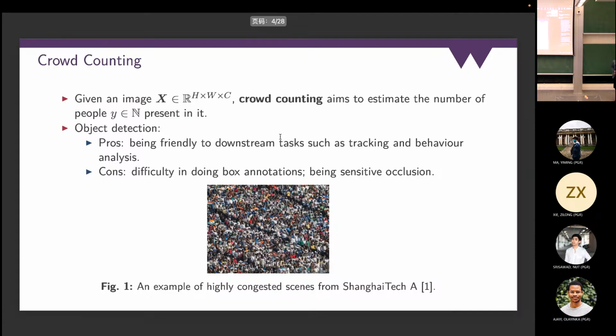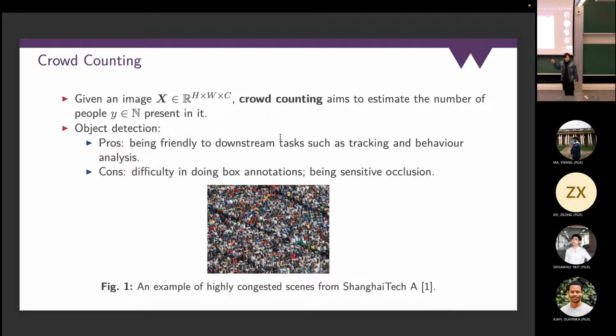So first of all, let's have a short review of what crowd counting is about. Given an image with a height, width, and number of channels C, usually for an RGB image, C equals 3. Crowd counting aims to automatically estimate the number of people shown in the image.